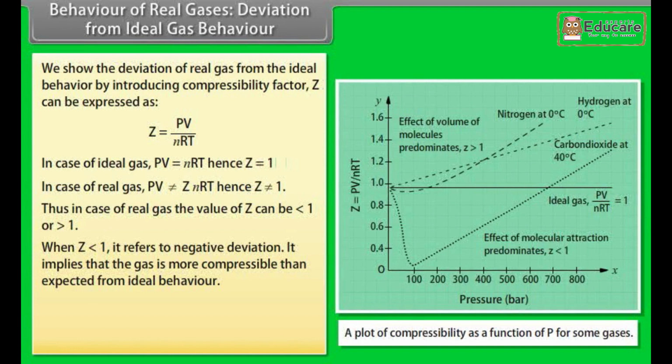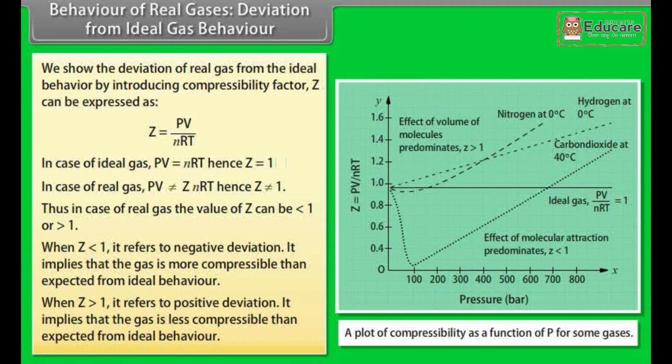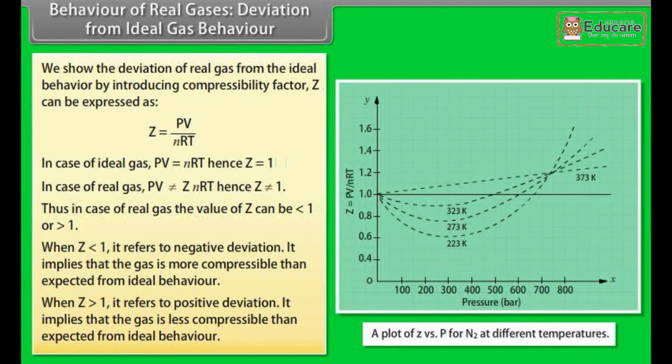When Z is less than 1, it refers to negative deviation. It implies that the gas is more compressible than expected from ideal behavior. When Z is greater than 1, it refers to positive deviation. It implies that the gas is less compressible than expected from ideal behavior.